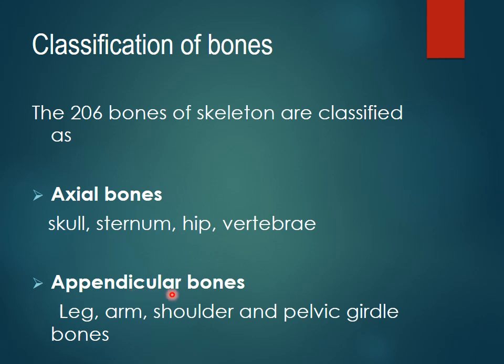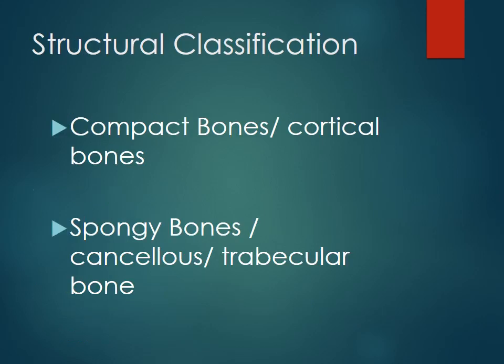These include skull, sternum, hip bones, and all the vertebrae which are present in the backbone. Then are the appendicular bones, which are making up the appendicular skeleton. These are the upper and lower limb bones.